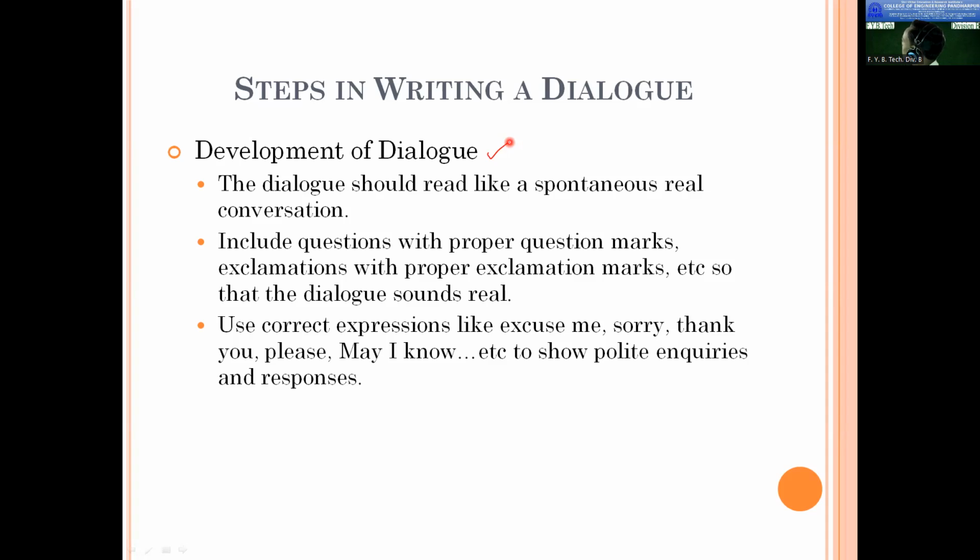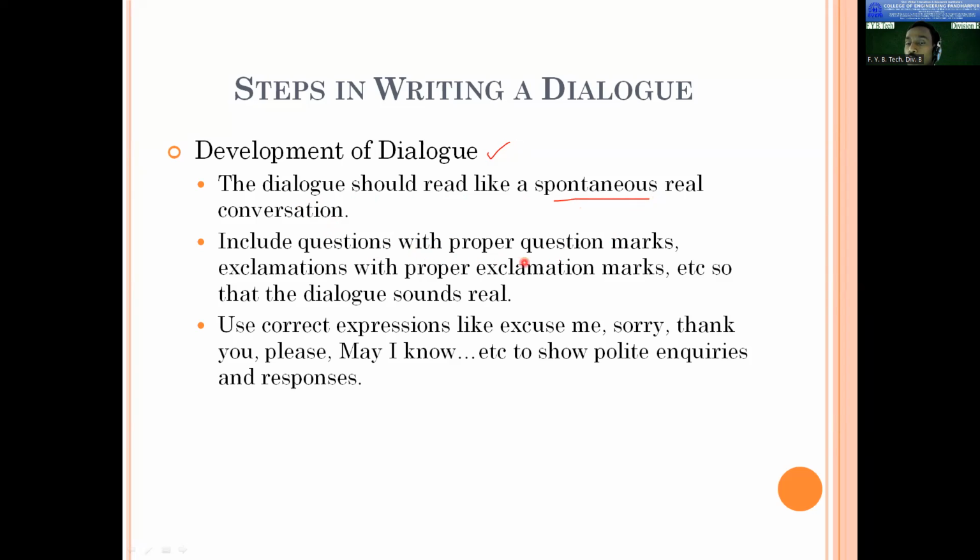Whenever we meet our friends, we speak naturally. There is nothing artificial, like we are trying to say something. But in dialogue writing, it may happen that you're trying to put things together, but that has to be avoided. It should sound like you're naturally having a conversation, naturally communicating with your friend. The dialogue should read like a spontaneous, real conversation. Spontaneous means it is coming from within, not artificially bringing something together. So it has to be natural, maybe from your heart, just expressing yourself.